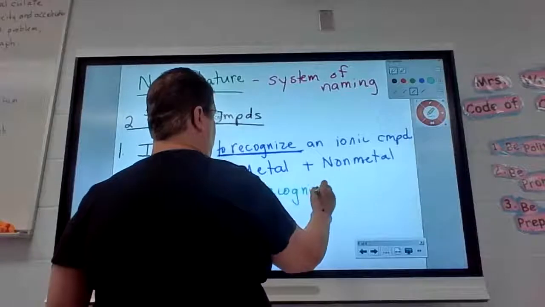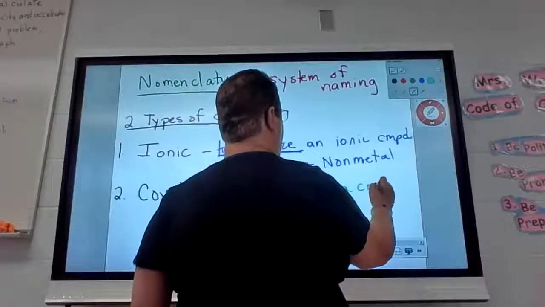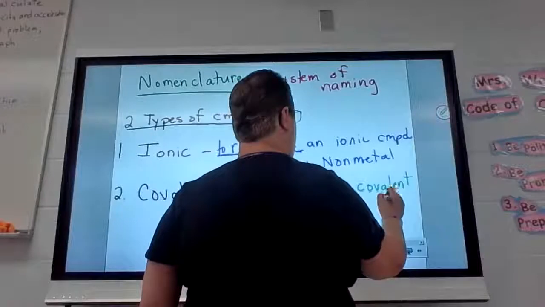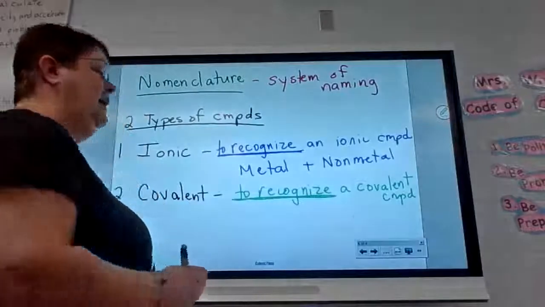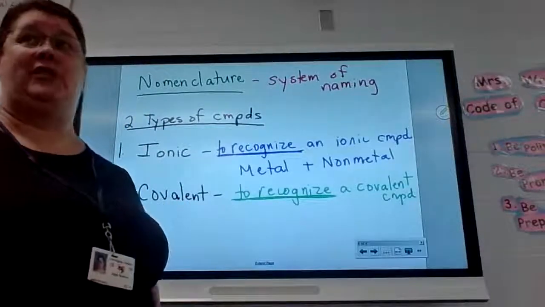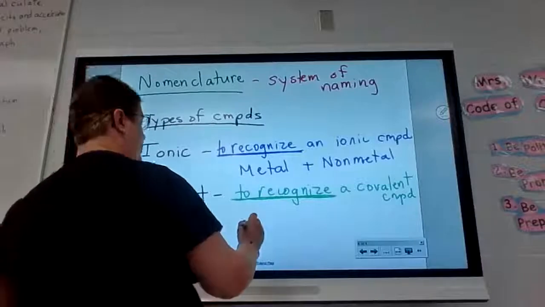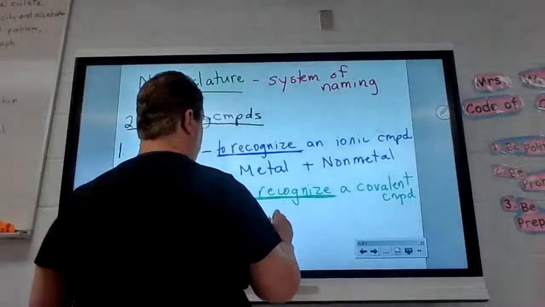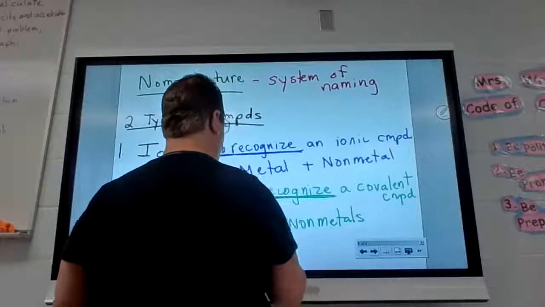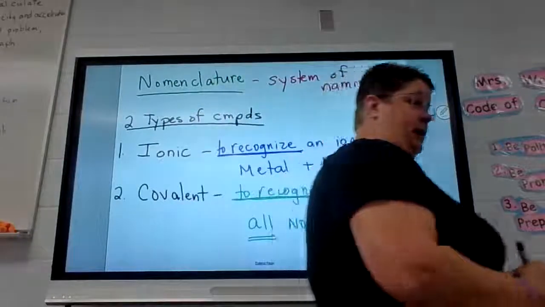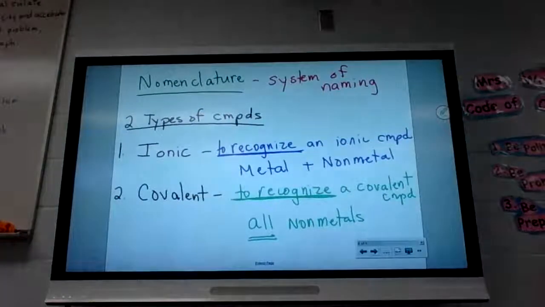Again, to recognize a covalent compound. And make sure I point out to recognize one, because it's not the definition that we will learn down the road. It's all non-metals. And I specify all non-metals because it can be just 2 or it can be more than 2. For us right now, it will primarily be 2.